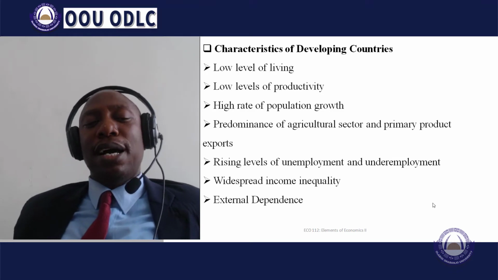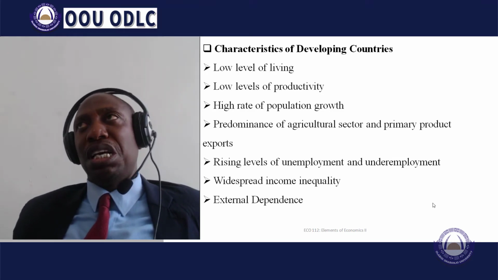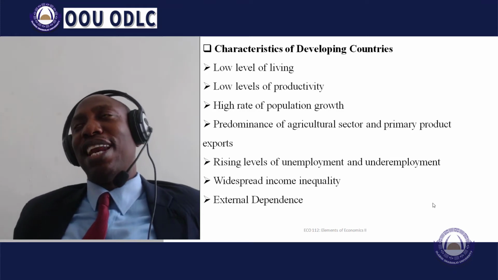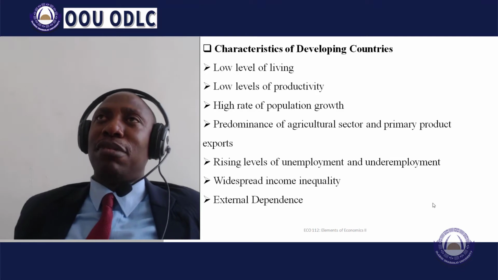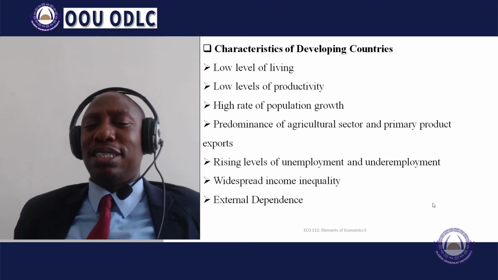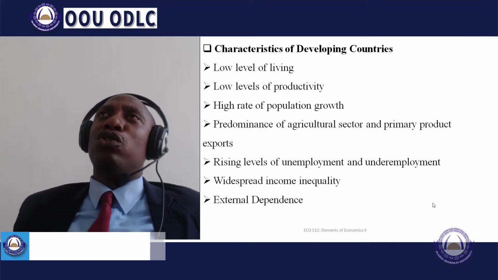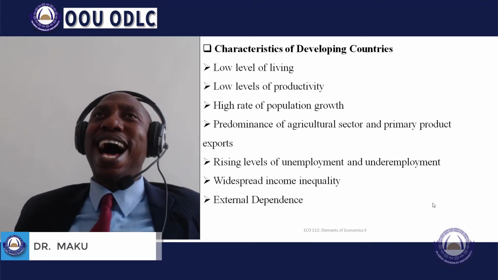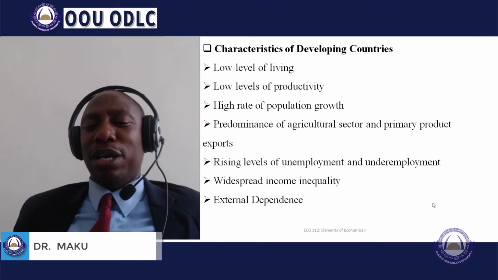Well, another is the predominance of the agricultural sector and primary product export. Most of the developing countries rely so much on agriculture, maybe because that's the traditional occupation, but they don't improve on it. They only do it at subsistence level, with no improvement, no means to make it produce at large scale so that we can consume and export and make money.